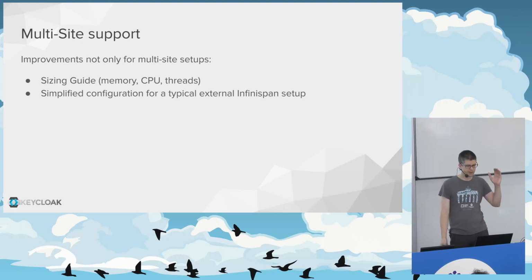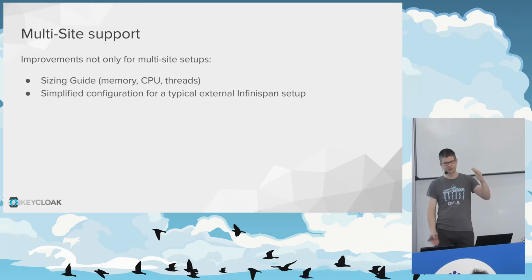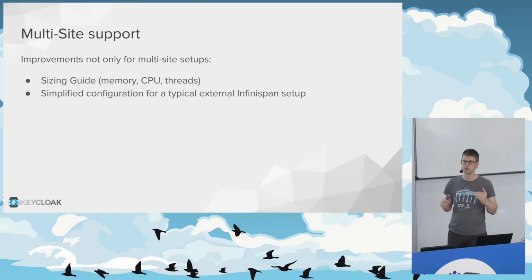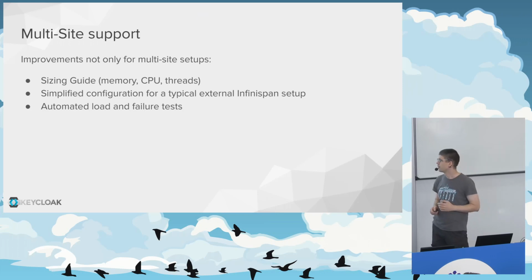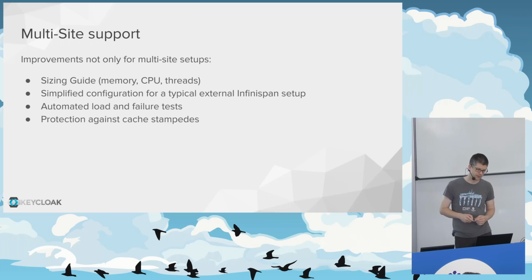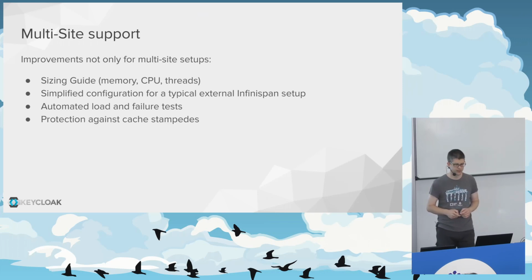We started out with a very long guide in Keycloak 23 with lots of unsupported options, and then in 24 it was about half the size. It was only supported options, and we expect to bring it down even more for 26. We have automated load tests and automated failure tests that we did there, especially for load shedding and others.